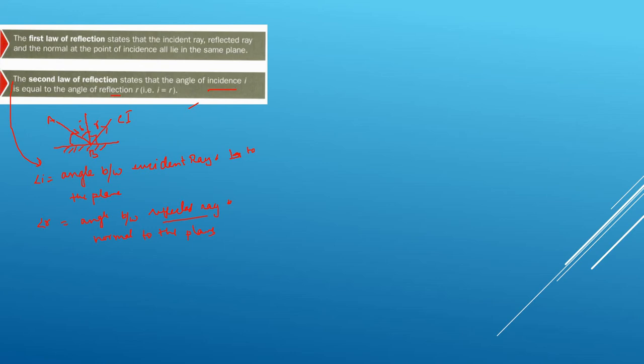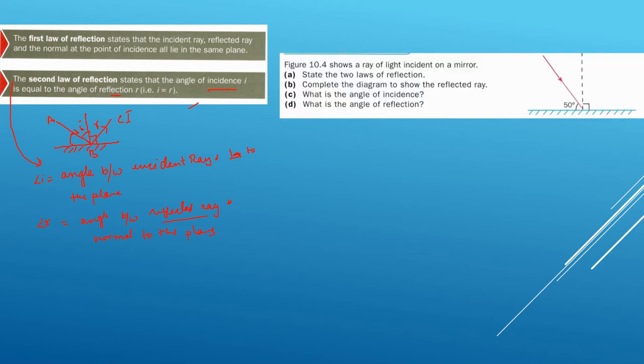So let's see some examples of this law. The question is showing one ray. Very important, whenever you show a light ray, you have to show it by an arrow. So, state the two laws of reflection. The first law says that all three should lie in the same plane. What all three? Incident ray, reflected ray and normal. The second law says that I is equal to R. Complete the diagram to show the reflected ray.